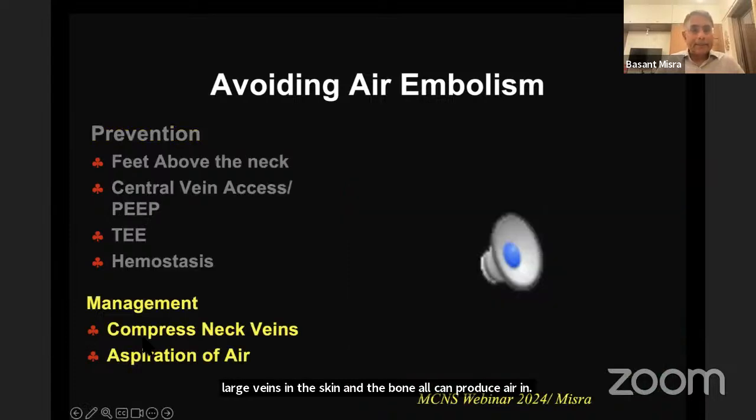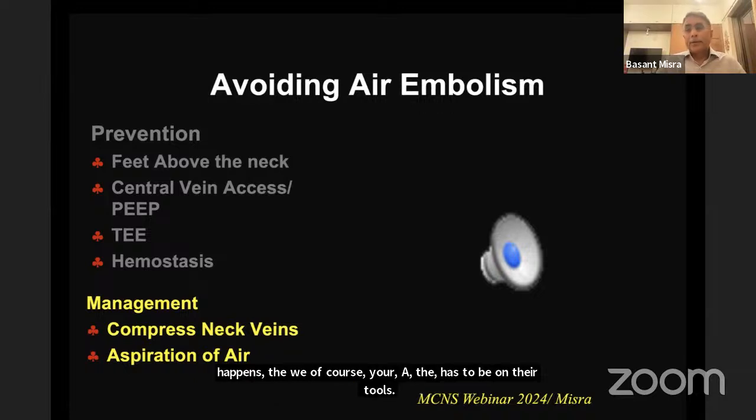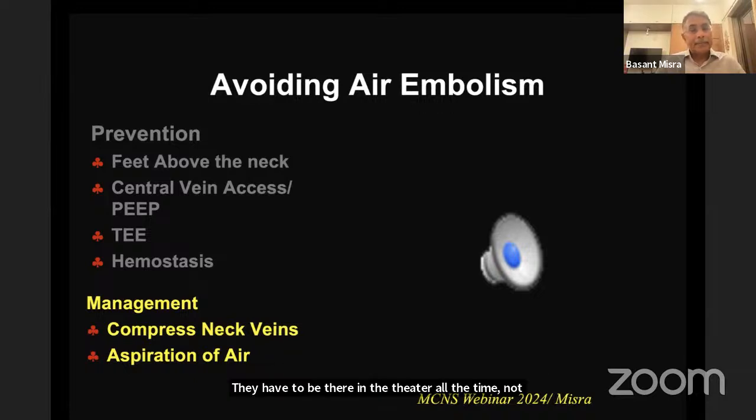Now, if it happens, the anesthetist has to be on their toes. They have to be there in the theater all the time, not on the mobile, not chit chatting, but monitoring. They have an eye on the monitors.